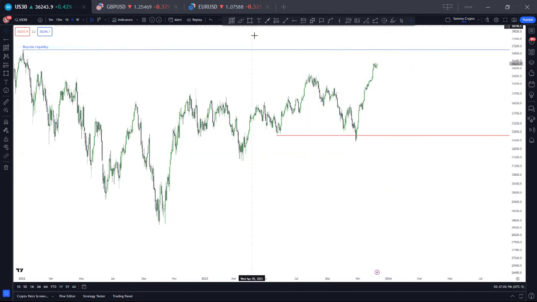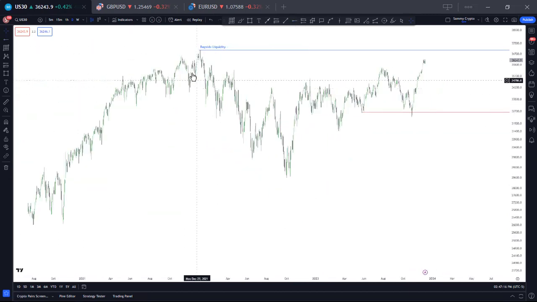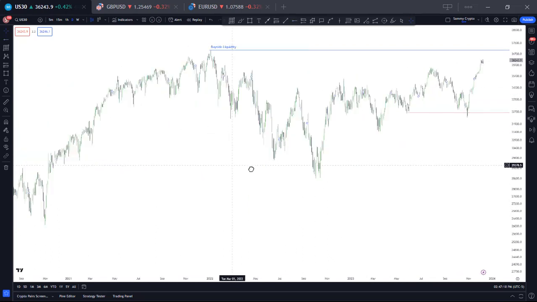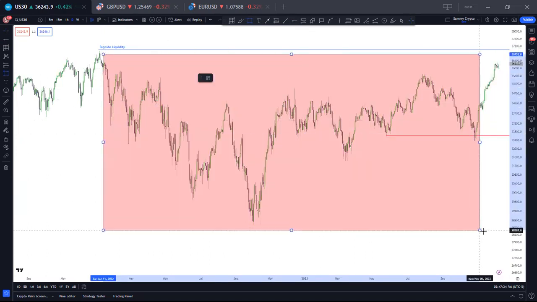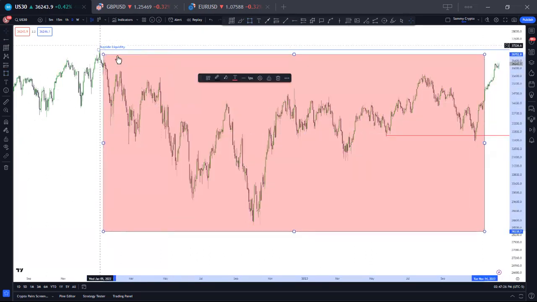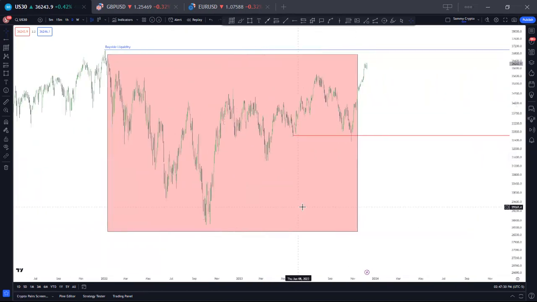Now, some people might think that this high is supposed to make price start retracing from there, but trust me, it's not, because that is not an external liquidity. This is an external liquidity. What I mean by external liquidity is that this is the high that holds up all of this price action inside here, all of this price action. This is the high that holds up all of that price action, which makes it what? An external high.